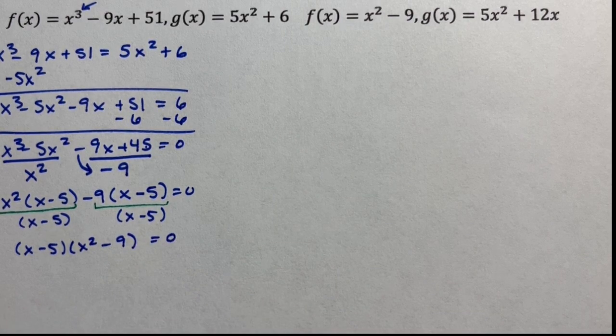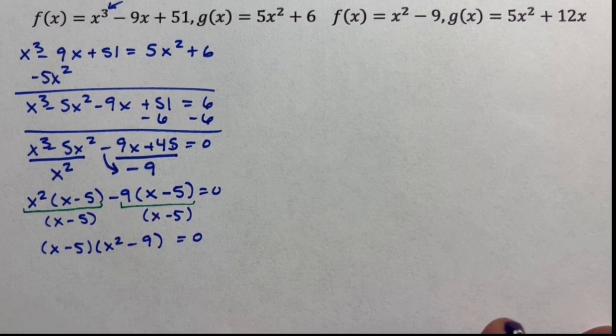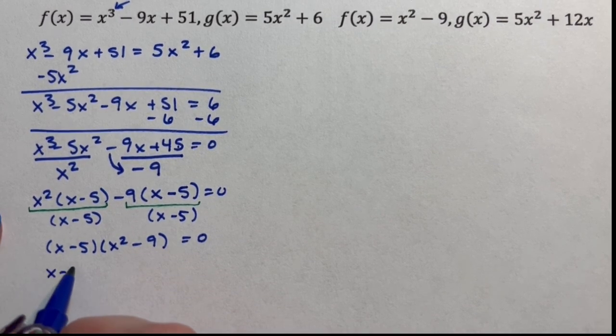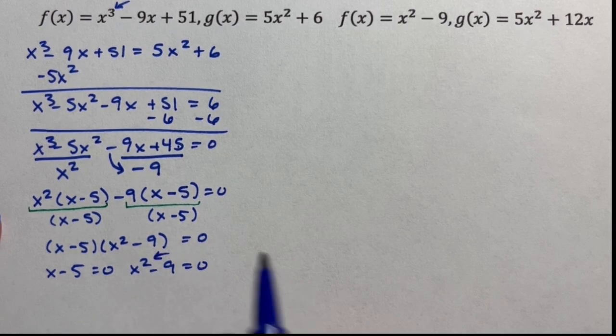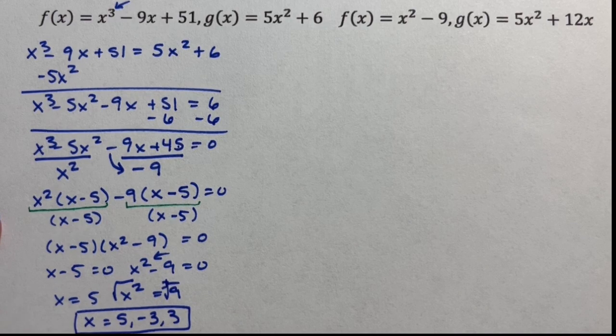From here, I have a couple of ways I can solve this. One method for solving this is I could just go for it. I could say x minus 5 equals 0, x squared minus 9 equals 0, remembering that's two answers. So x is equal to 5 or x squared is equal to 9. I have to square root this with a plus or minus. So x is equal to 5, negative 3 or positive 3. That's perfectly acceptable.